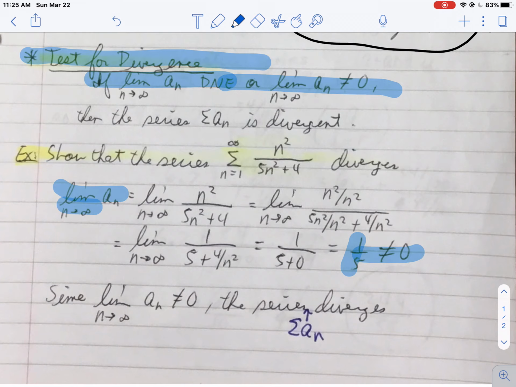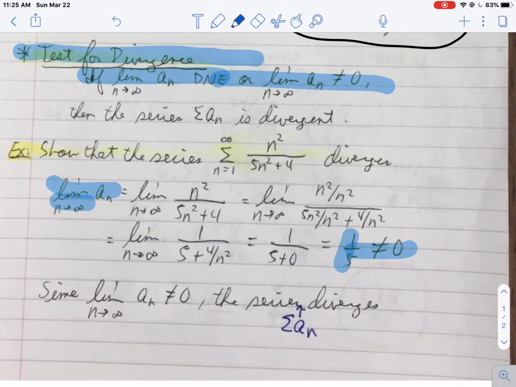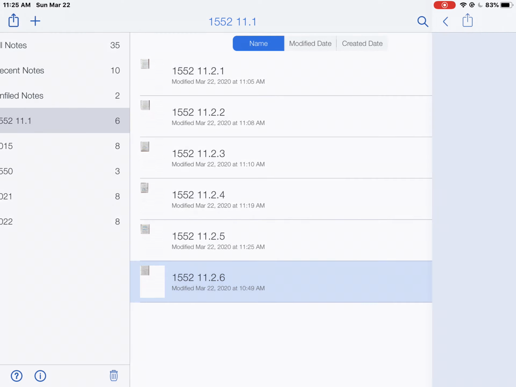Now, if it was equal to 0, what would that tell me? It would tell me nothing. I would have to find another test to make that determination. And that's the part that gets everybody in trouble. So if that limit is 0, it doesn't tell me a thing.